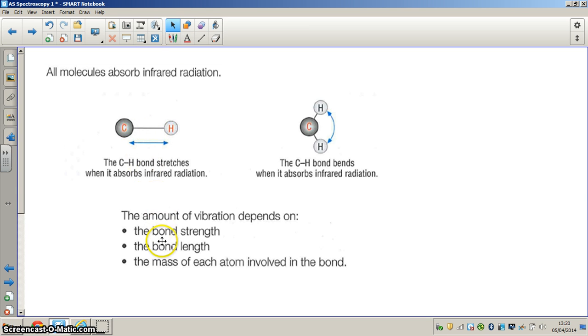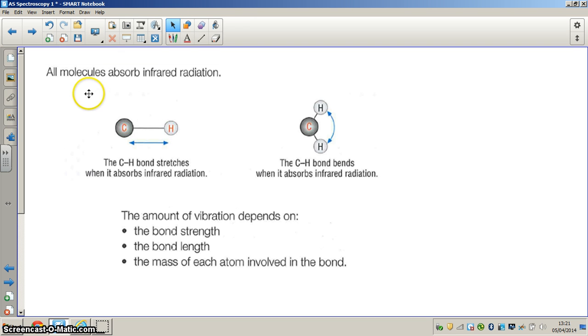Same principles, the bond length. A longer bond length will vibrate at a different frequency to a shorter bond length. And finally, the mass of each of the atoms involved in the bond. So a carbon-carbon bond will vibrate at a different frequency to a carbon-hydrogen bond. A carbon-oxygen bond will vibrate at a different frequency to a carbon-hydrogen bond. And that's essentially how it works.